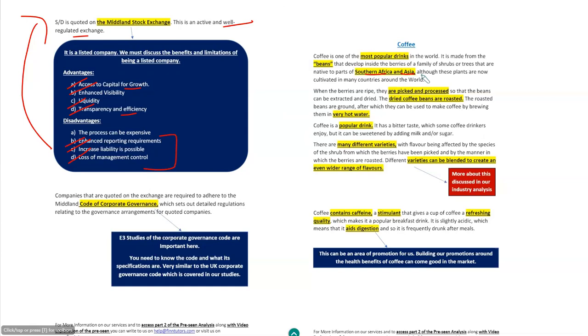When the berries are ripe, they are picked and processed. The dried coffee beans are roasted.